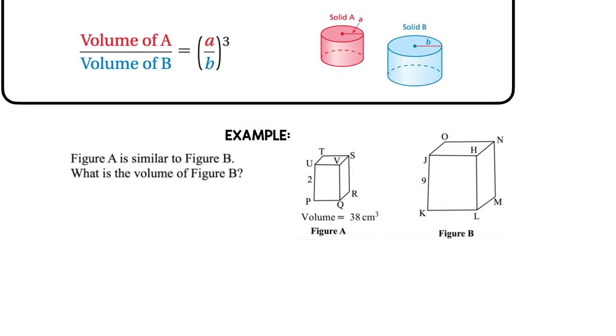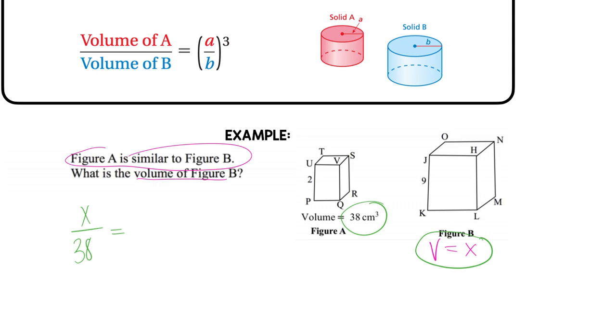So if we're finding the volume of this missing figure here, so they tell us that these figures are similar, what's the volume of figure B? So volume equals, let's just call it x. So we can say x over 38 equals, and then now we're going to take the ratio of the sides. So this one's 9, this one's 2. So it's going to equal 9 over 2, except we have to cube that because this is volume. So the ratio of the volumes is always the cube of the ratio of the sides.